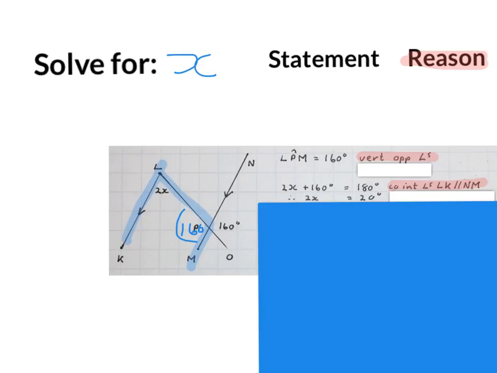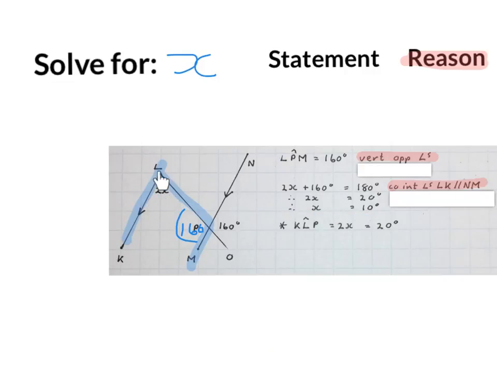If you minus 160 on both sides, you'll get 2x equals 20 degrees. Then your answer will be x equals 10 degrees. Please remember that is not the size of that angle, it is the value of x. If you needed the size of KLP, it'll be 2x, which means it'll be 20 degrees. They didn't ask that. Please stop the video and get your brain around how we solved for x here.